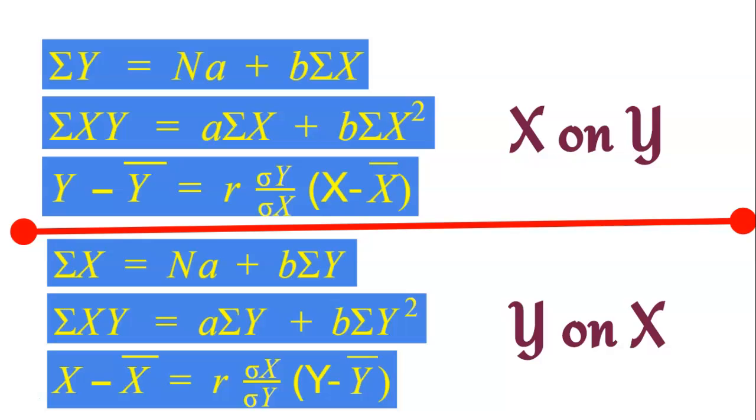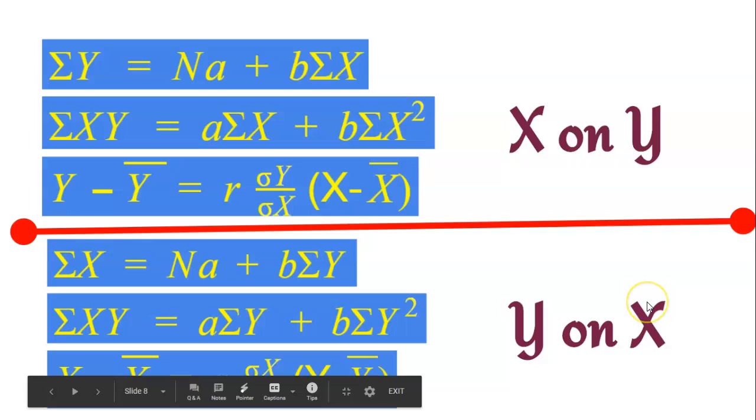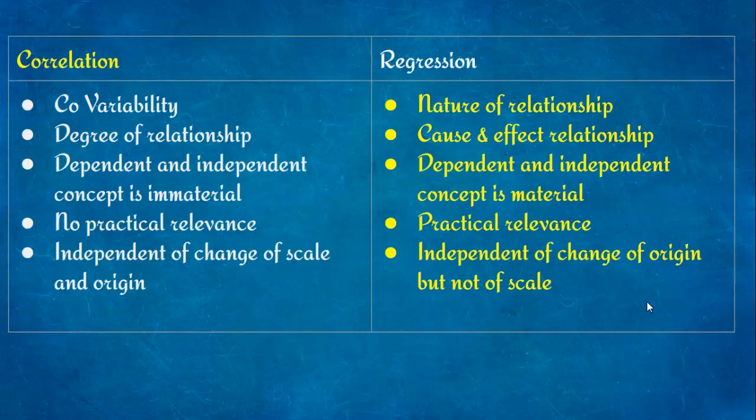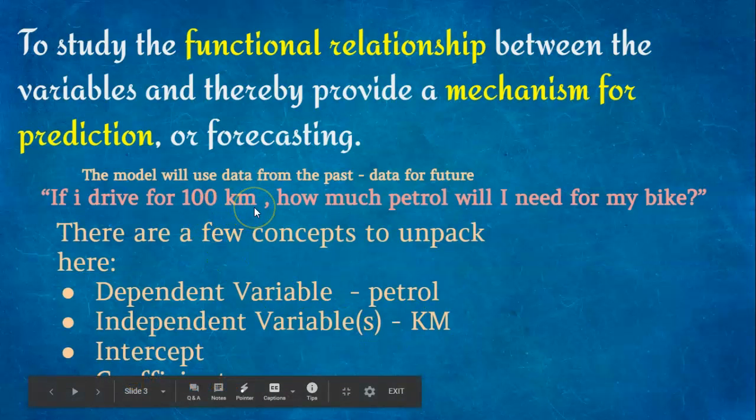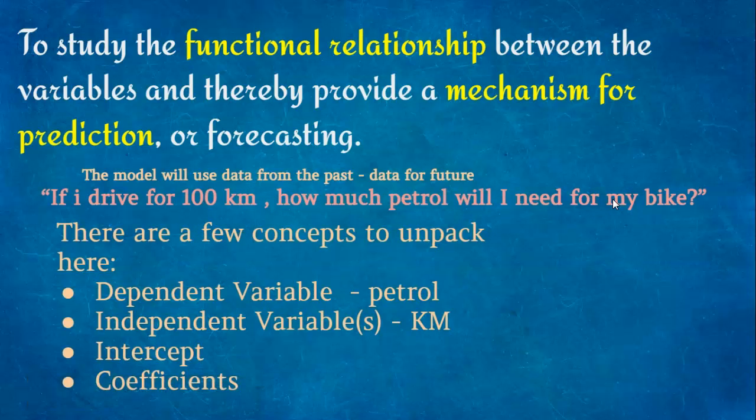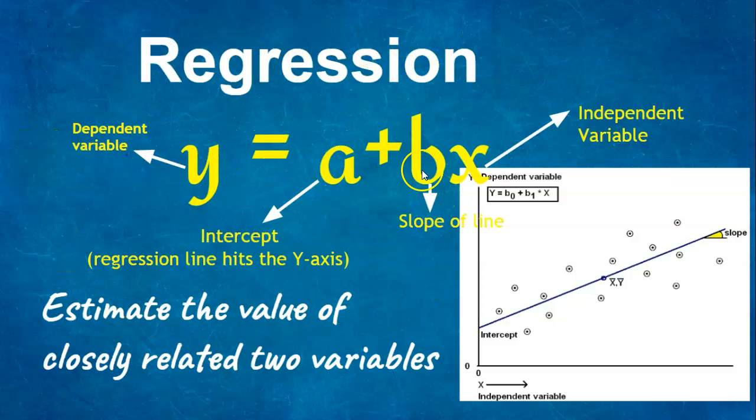So why we need two lines? One is x and y, and another one is y and x. If you look at our previous example, in the first case what we have seen: if you want to travel 100 kilometers, how much petrol do you need? That is the first case, y and x. Here petrol is the dependent variable and the distance is the independent variable.